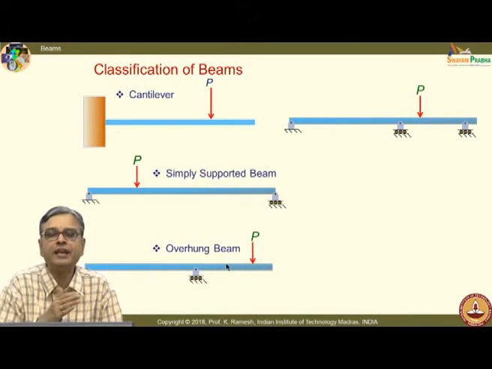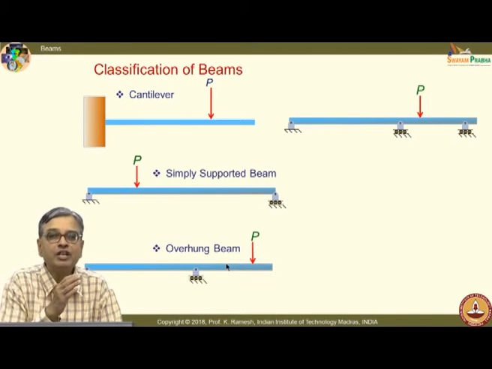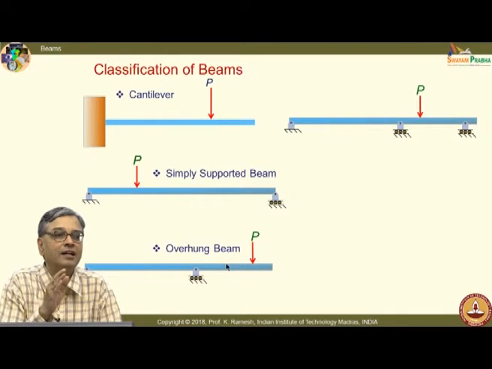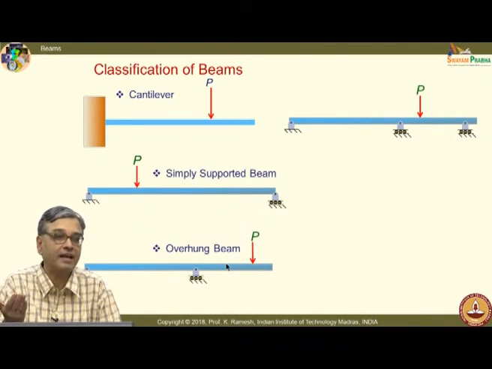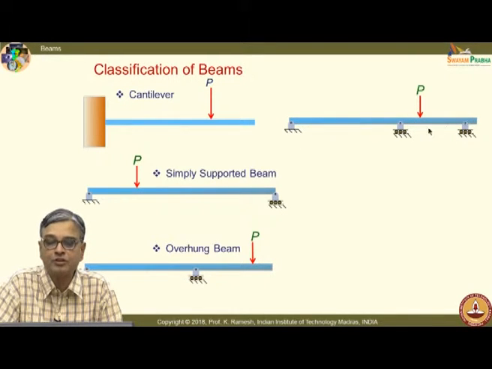So, there are different names given to these beams based on the way supports are located and how the supports are made. I have a fixed support here, I have a hinged support here or a pinned connection, I have a roller support here. In this beam, I have a pinned connection here, I have roller support shown in the rest of the beam.